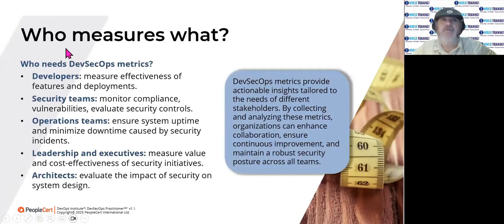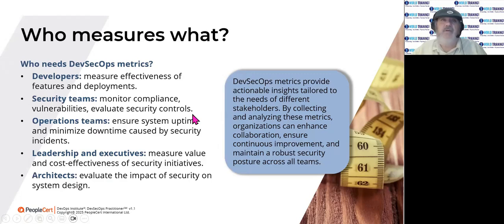What do you measure and who should do the measurement? A lot of stakeholders can benefit from measurements, the developers themselves measuring the effectiveness of their developed features and also deployments and releases. Security teams monitoring for compliance, overall trends and amounts of vulnerabilities in production and being deployed from development. Evaluating the different security controls.